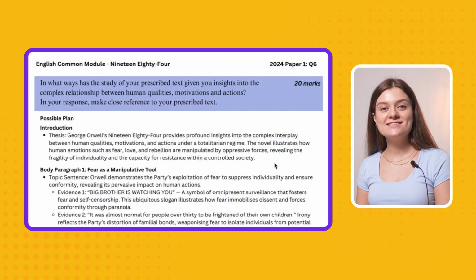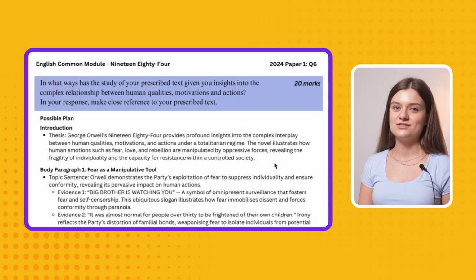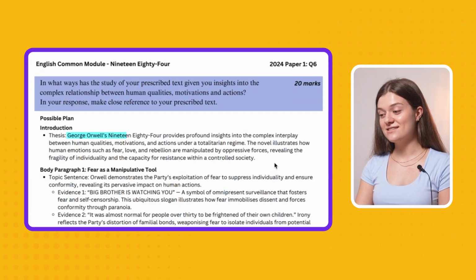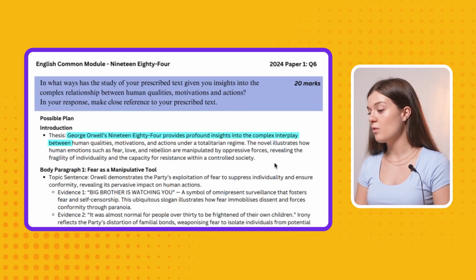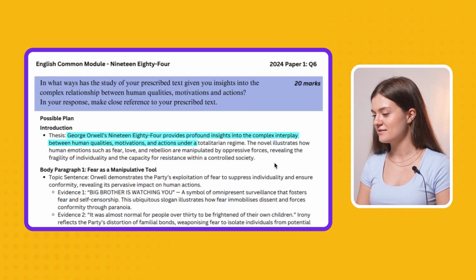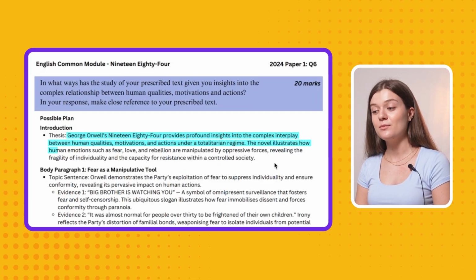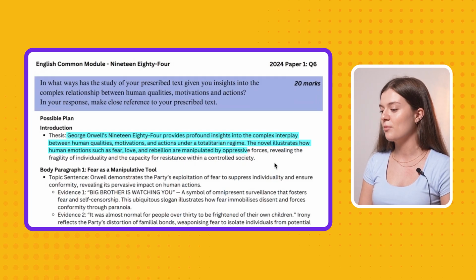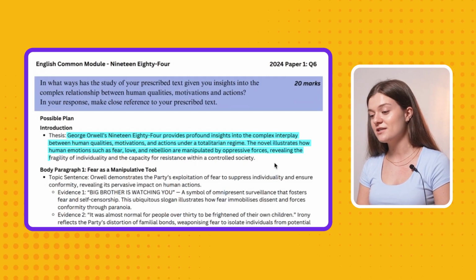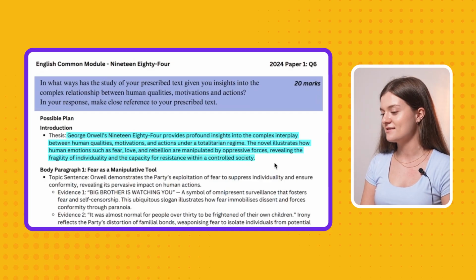But for now, here's a sample thesis that answers the 2024 question and reflects everything that we just talked about. George Orwell's 1984 provides profound insights into the complex interplay between human qualities, motivations, and actions under a totalitarian regime. The novel illustrates how human emotions such as fear, love, and rebellion are manipulated by oppressive forces, revealing the fragility of individuality and the capacity for resistance within a controlled society.